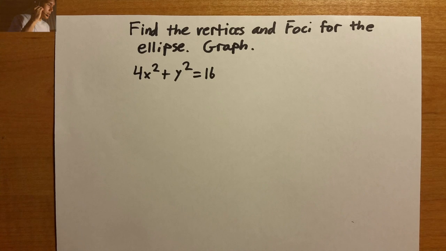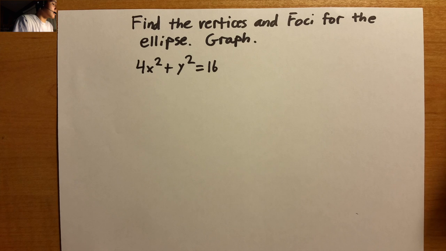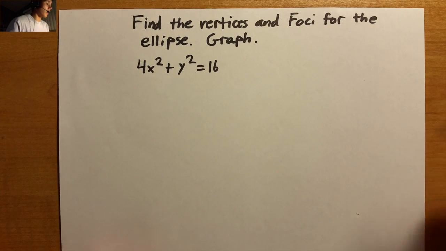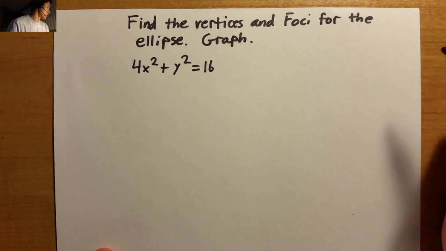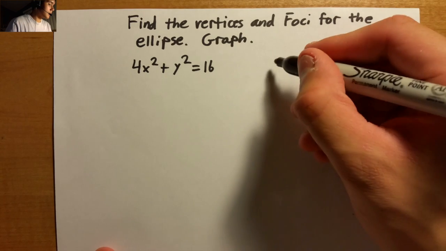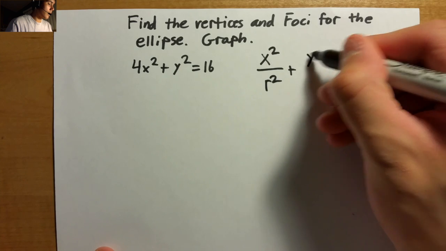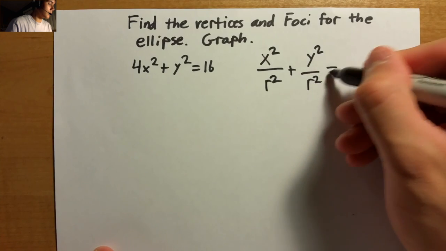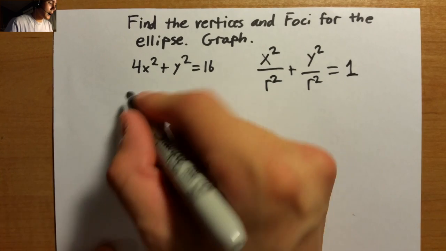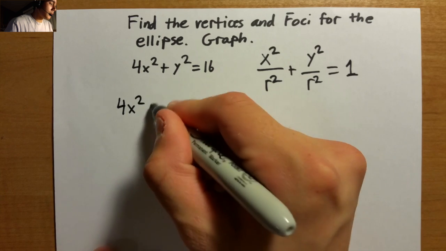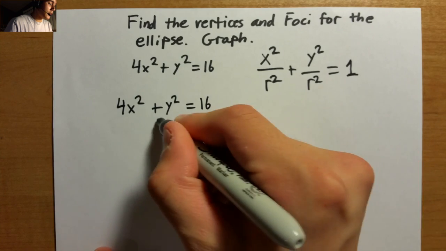Okay, so this is the next question and our next example. We're finding the vertices and the foci for 4x squared plus y squared equals 16, and then we're graphing it. So this is where you need to remember the original or standard equation for ellipses. The standard equation is x squared over r squared plus y squared over r squared equals 1. So we need to make that 16 on this side a 1. So we're going to rewrite it as 4x squared plus y squared equals 16, and then we're going to divide everything by 16.